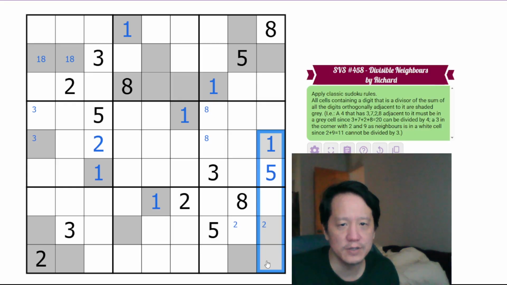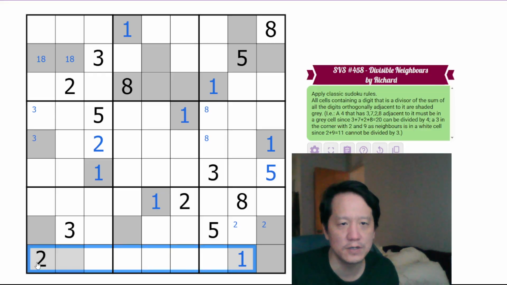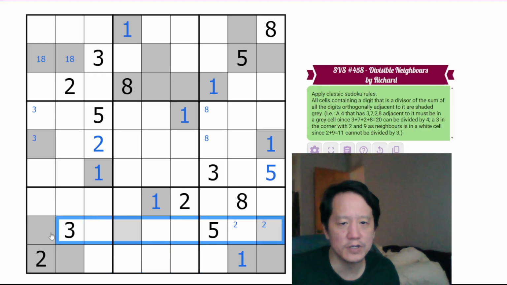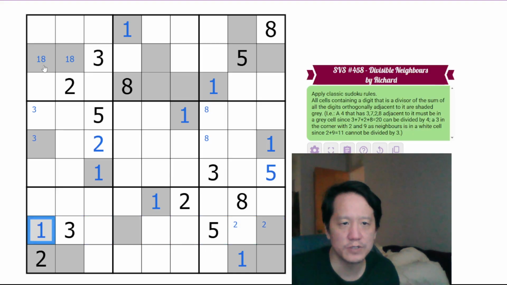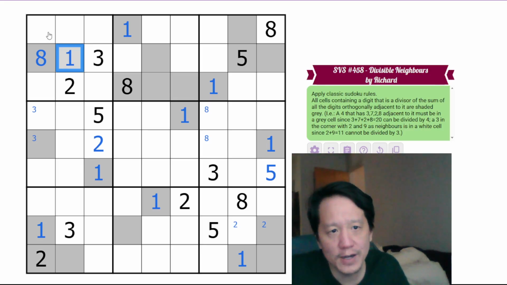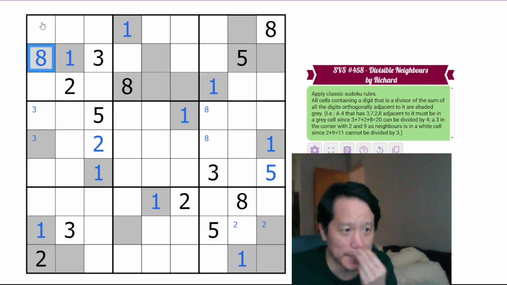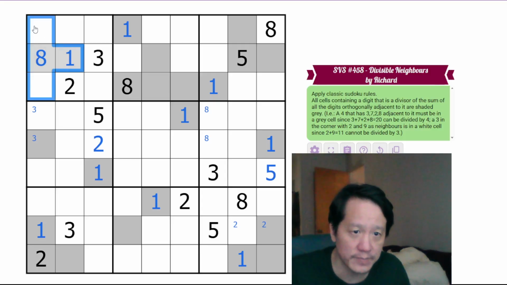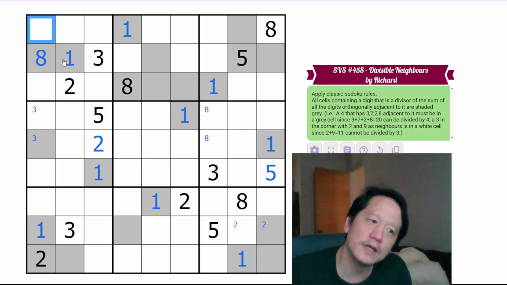1 cannot be here. Where's 1 in column 8? It can only be in a gray cell, so it's there. Where is 1 in row 8? Cannot be here, so it must be here, which eliminates 1 here, so that's 8, which makes that 1. So that means 8 can divide evenly into this sum. It has to be 16.